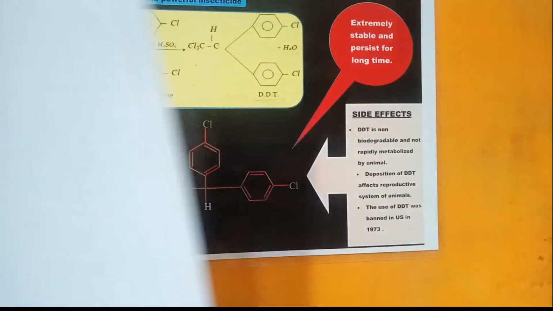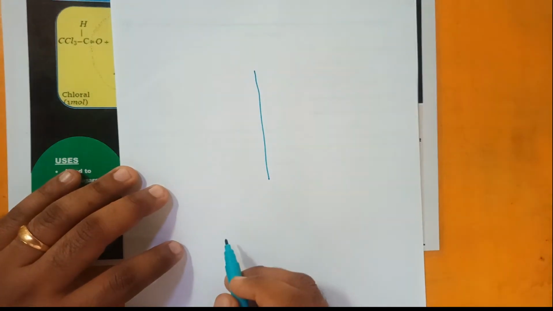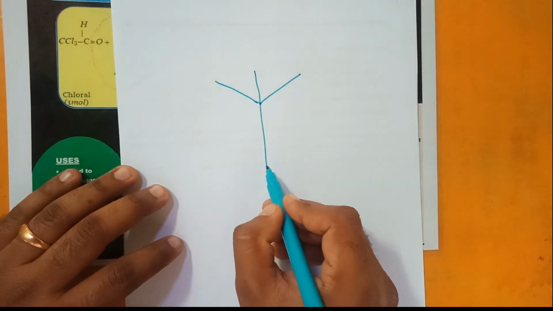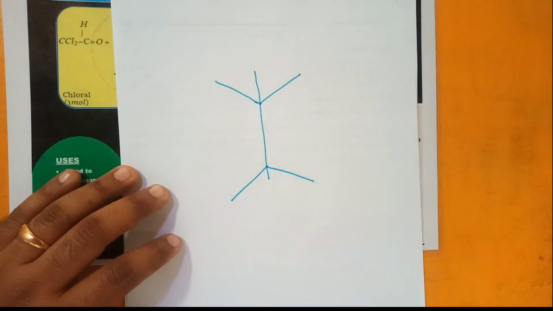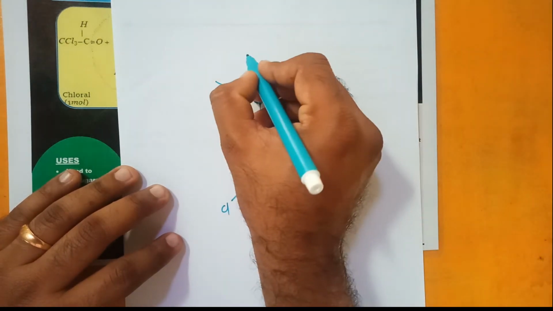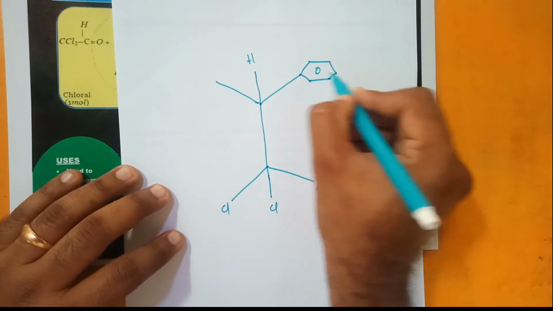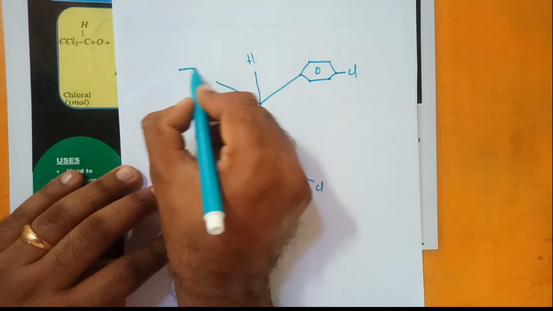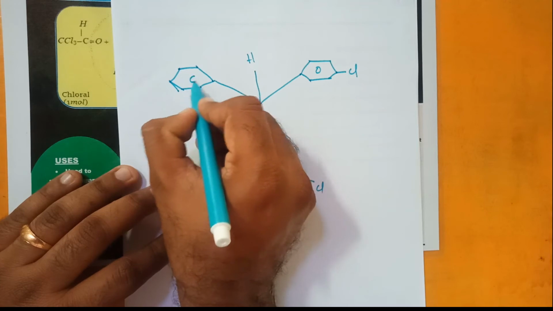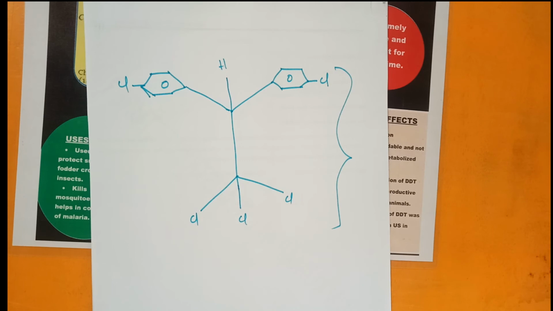Friends, now I will show you the easy way of writing the structure of DDT. Look here friends, just write one straight line and then 2 lines which just touch this line, and here also the same thing, write the 2 lines, and here just write the 3 chlorine atoms and here an H atom, and here just write the benzene ring and here a chlorine atom, and also here a benzene ring which just touches this line, and here also a chlorine atom. This is the structure of DDT.